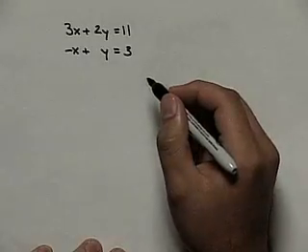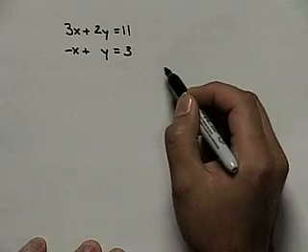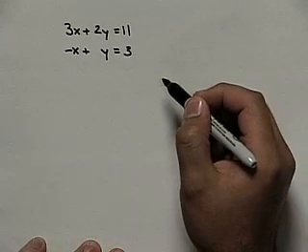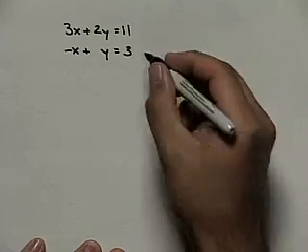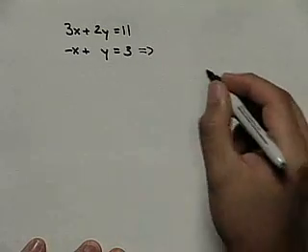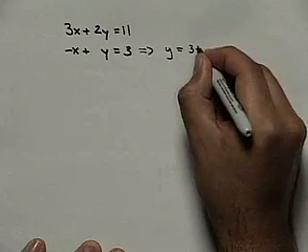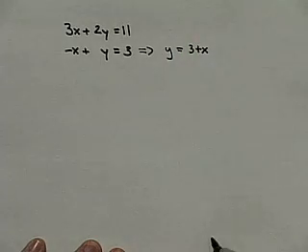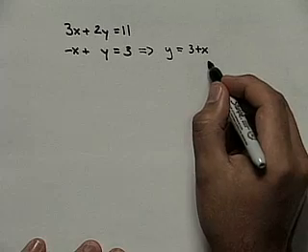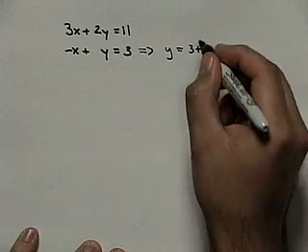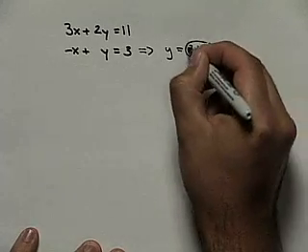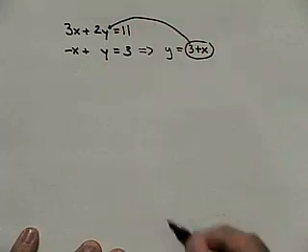Here in the second equation, we have -x + y = 3. It's very easy to solve this equation for y by adding x to both sides. So we'll rewrite this equation, adding x to both sides, and it becomes y = 3 + x. Now that we know that y is equal to 3 + x, we can take that information and substitute it back in for the y in the other equation.